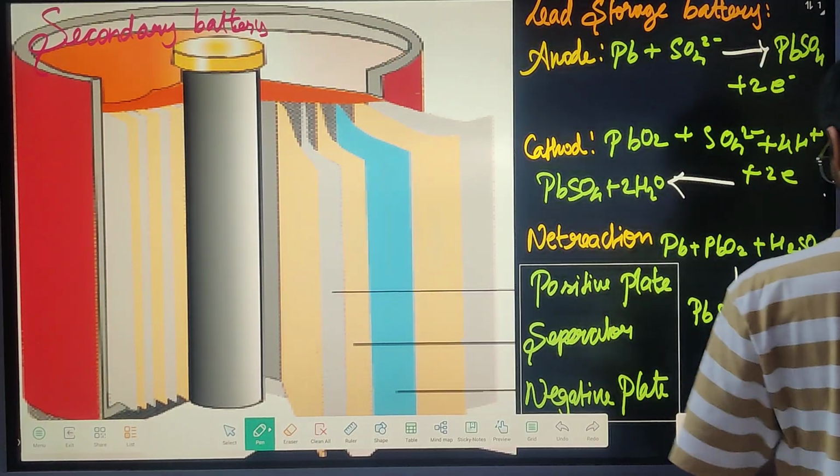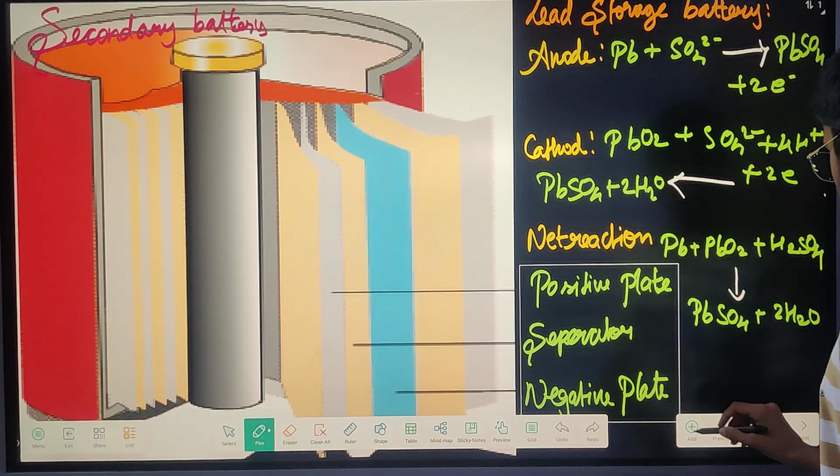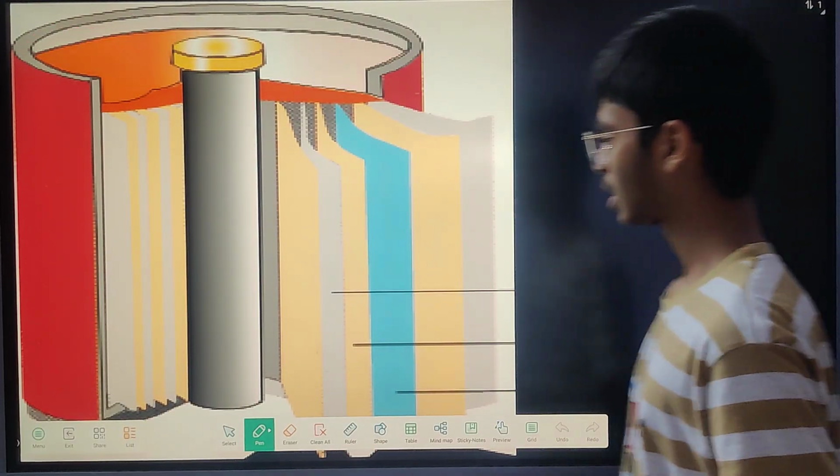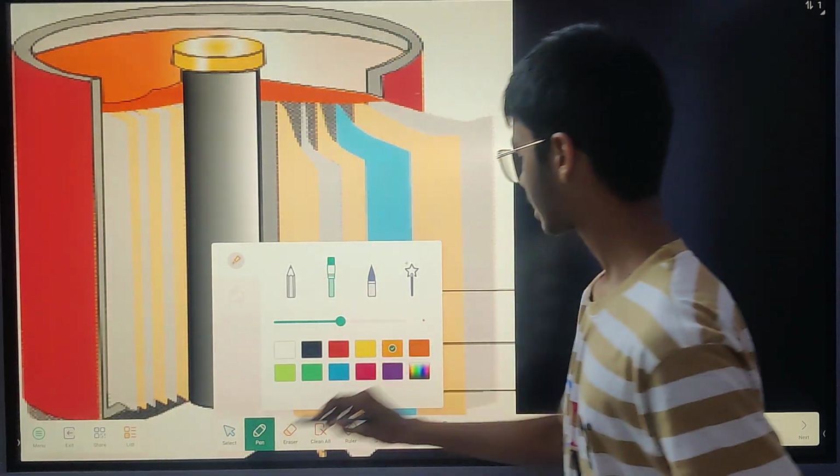And next, oh my gosh, this one we have completed now. I don't know why this is something. Okay, it's okay, I will write it in here even. Next is nickel cadmium.